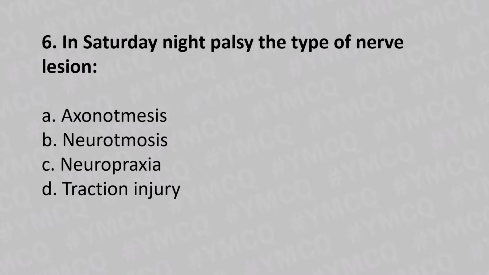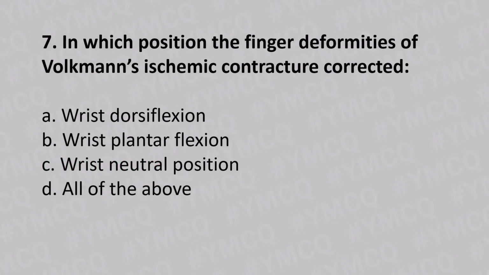Moving to our sixth question, in Saturday night paralysis, the type of nerve lesion is option A, axonotmesis, option B, neurotmesis, option C, neuropraxia, option D, traction injury. And the answer is option C, neuropraxia.